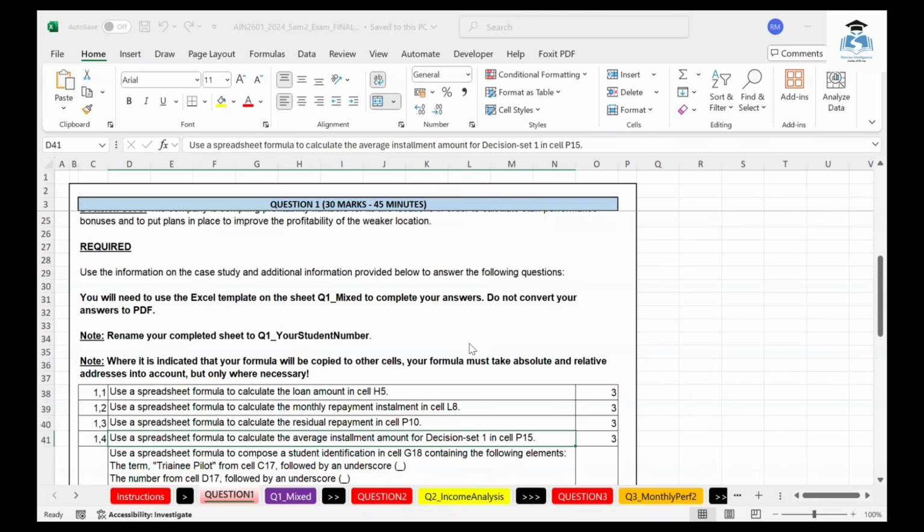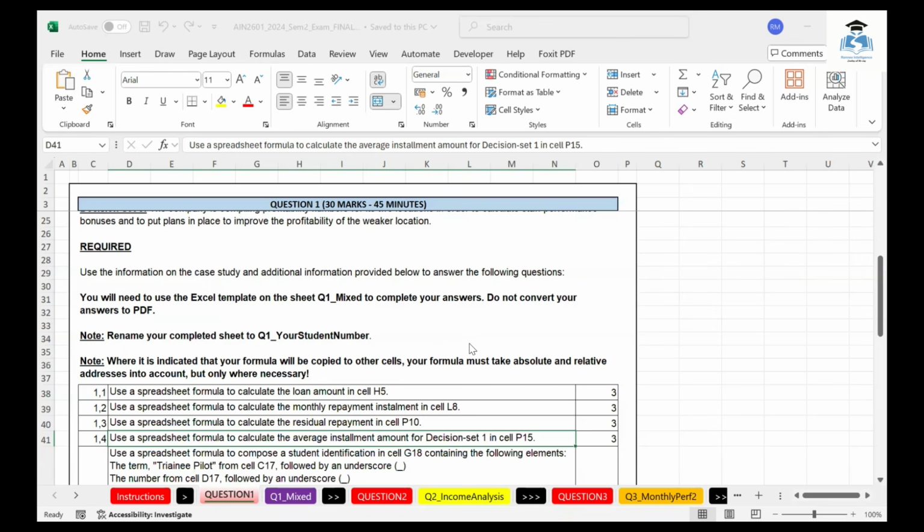So now, use the information in the case study and additional information provided below to answer the following questions. You will need to use the Excel template on the sheet Question 1 Mixed to complete your answers. Do not convert your answers to PDF. So take note of that.